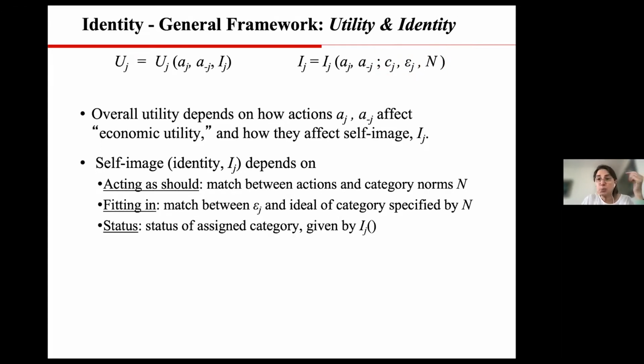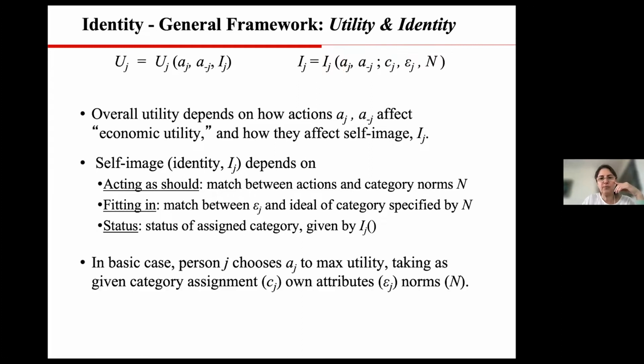And the status, perhaps there's an overall social status of the assigned category, which is just given by the function itself, IJ. In the basic case, individual persons J choose AJ to maximize utility, right? Taking as given the category assignment, CJ, EJ, and the norms. So you see that semicolon over there? That semicolon is really important. This semicolon is a distinction between the short run and the long run. Right? In the short run, everything after the semicolon is taken as given.